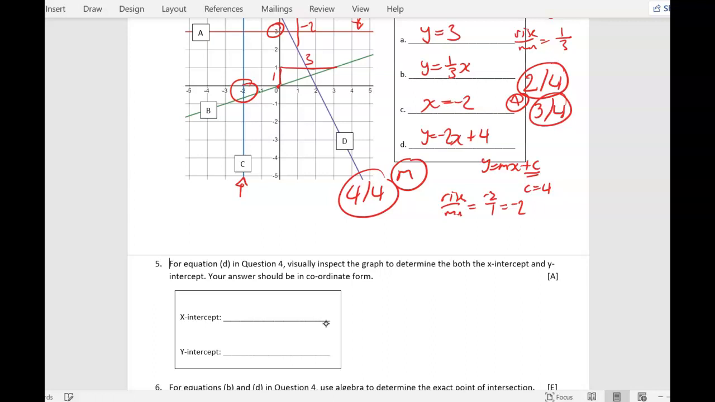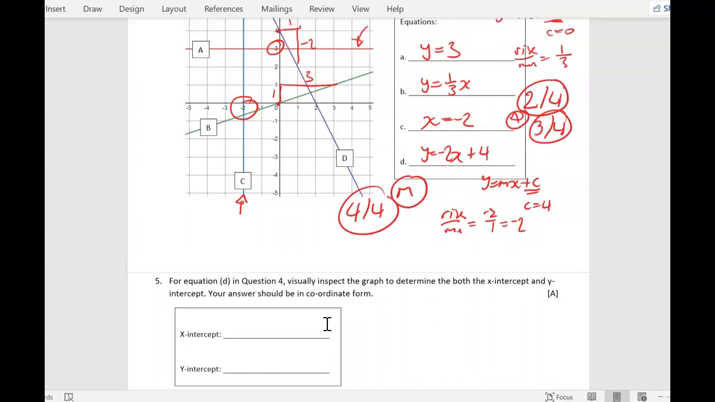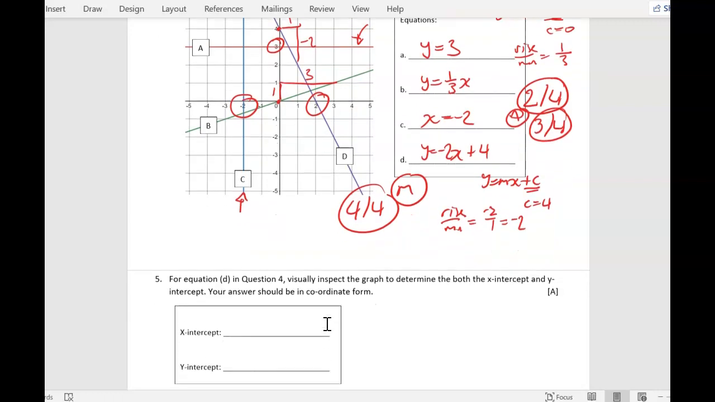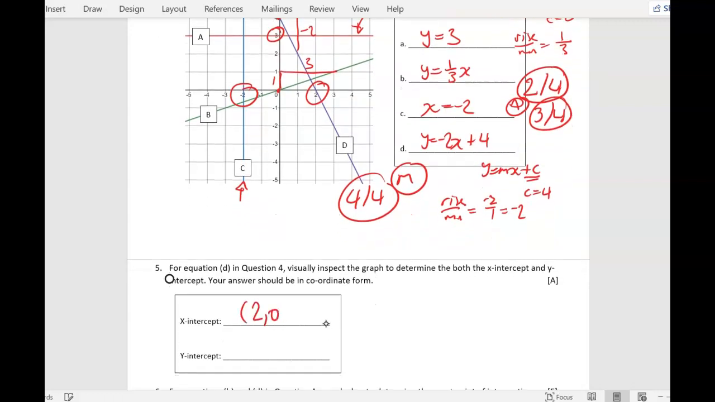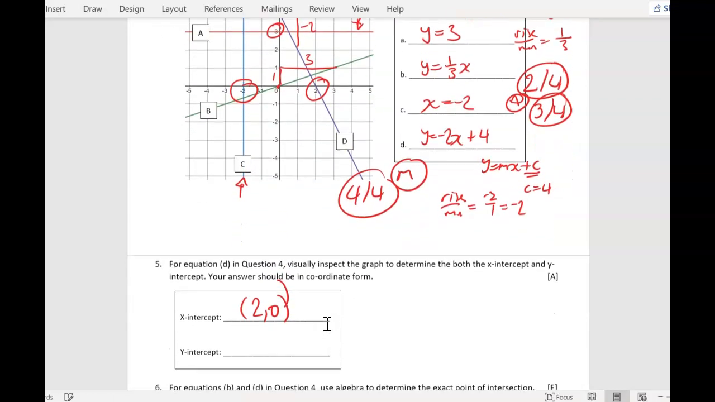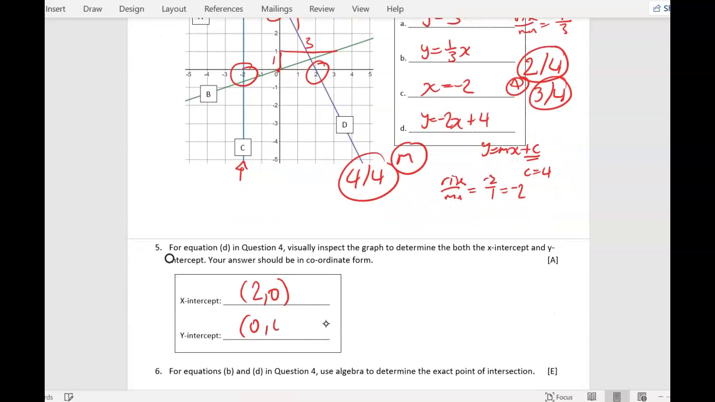Your answer should be in coordinate form. So let's have a look. X-intercept, we can see that down the bottom there. That's going through at 2. The y value is going to be 0, so that's going to be (2, 0). And the y-intercept, that was at 4, so that's going to be (0, 4).